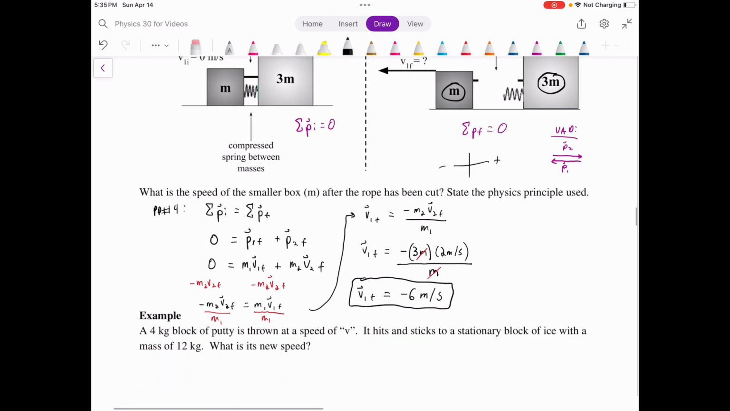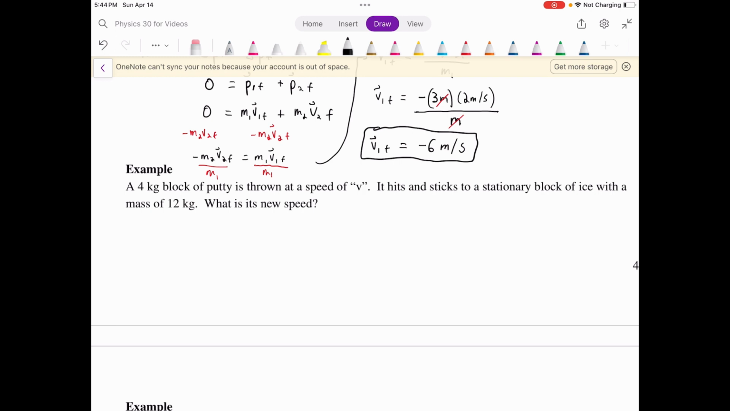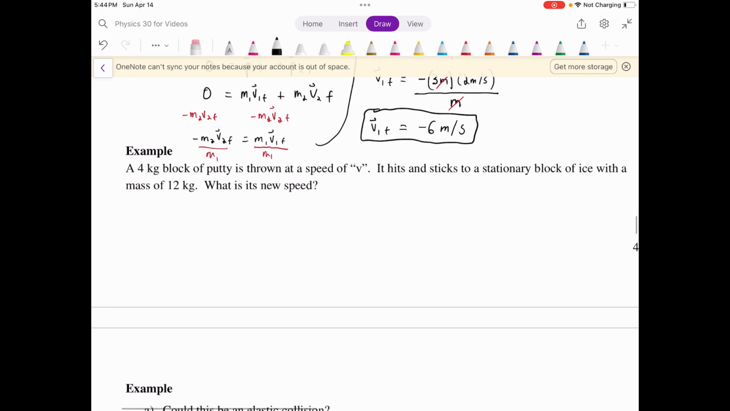Cool, right? Okay, so in this one, we've got a 4 kilogram block of putty being thrown at a speed of v. So they're not telling us the speed. It hits and sticks to a stationary block of ice with a mass of 12 kilograms, and we want to figure out what its new speed is. We might not be able to figure out the number, but we can figure it out in terms of the initial speed at least. Let's just draw our before and after diagrams here to get our bearings.